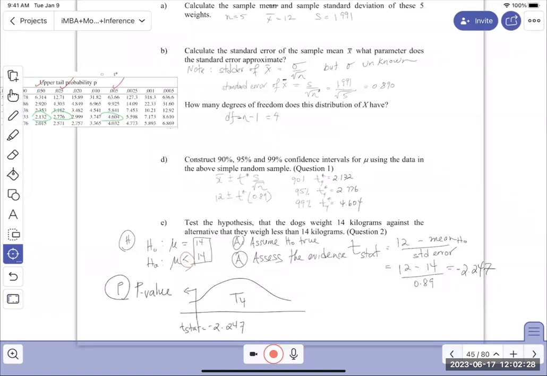So let's actually have the table up here. Is this going to be helpful? 2.247 is between these two on the right side, but it's the same if they're negative. So it's between 2.5% and 5%. You guys can ponder that. So that's going to be between 2.5% and 5%.